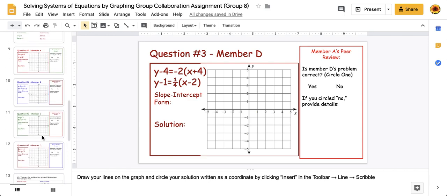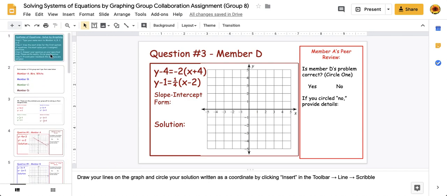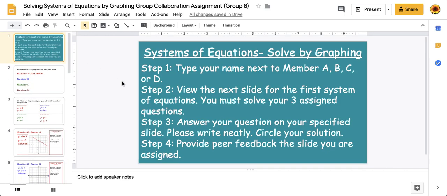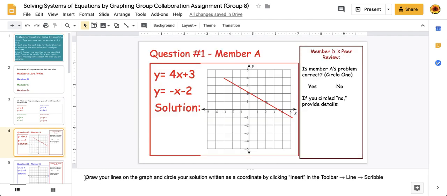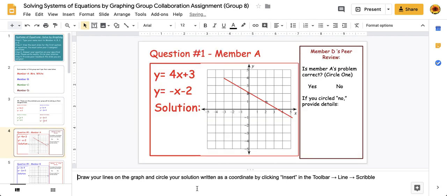So that is a quick overview of how you're going to complete this group collaboration assignment. Again, if you have any questions, please email me. I'd be happy to help you. Just as a friendly hint, I did leave the instructions on how to insert your scribble down on the bottom of all of the member slides. Enjoy!